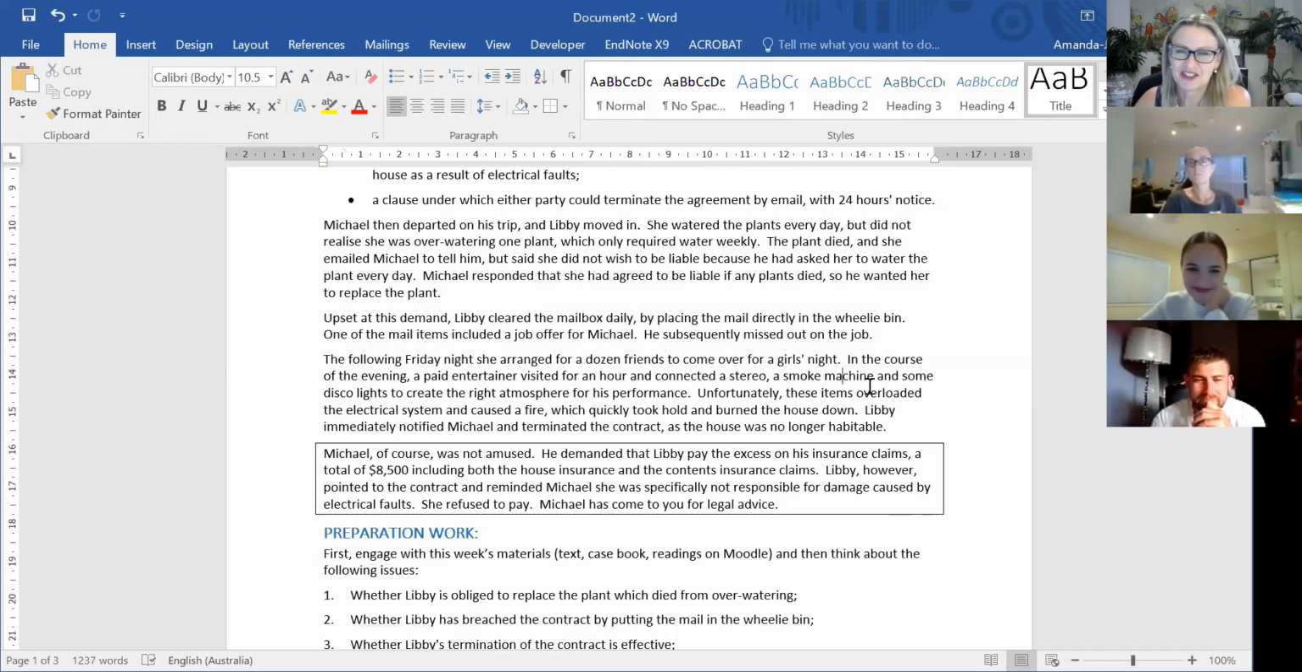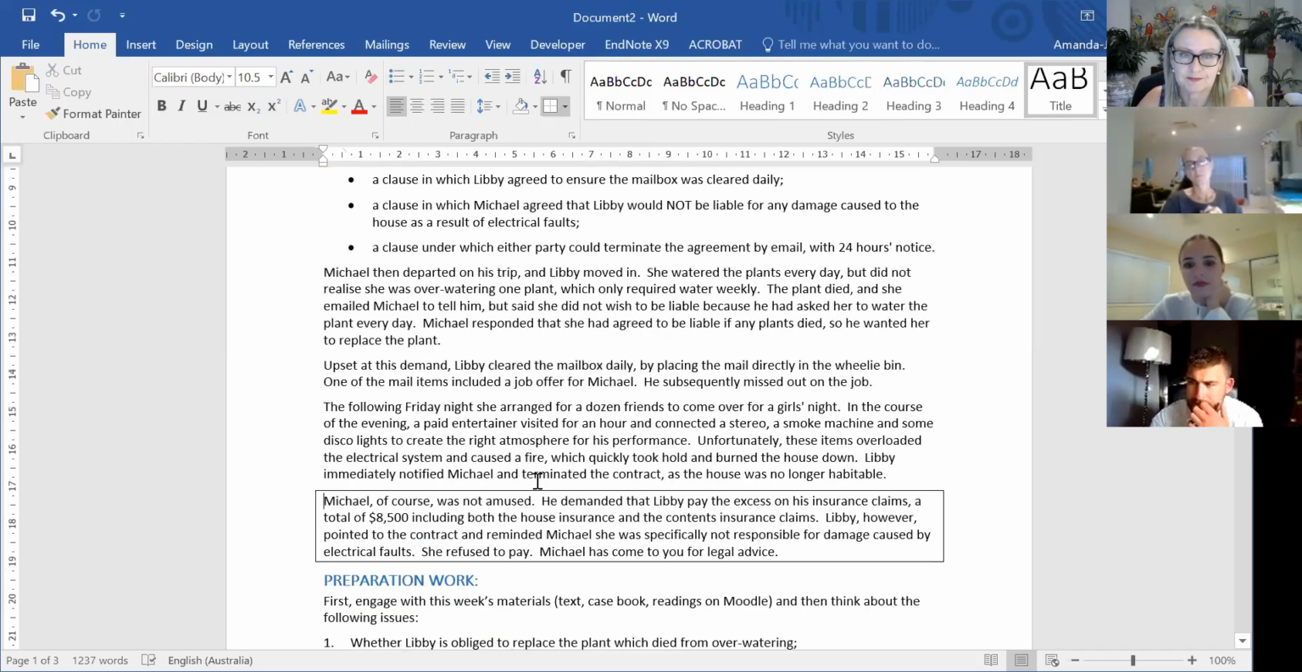I love the artificiality of these law school problems, but they're kind of fun. Okay, so Michael obviously wasn't amused. He demands that she pays the excess on the insurance claims, total of $8,500, including both the house insurance and contents. She points to the contract and says to him she's not responsible for damage caused by electrical faults. She refuses to pay. He's come to us for advice.